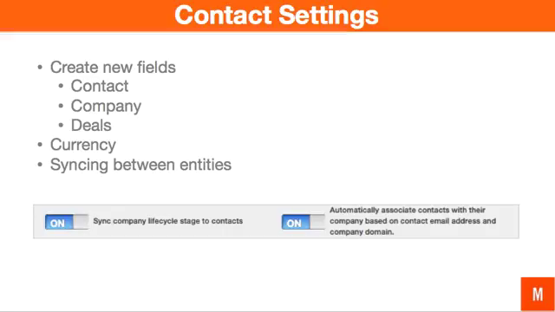Then we move on to contact settings. So also go to contacts. The last option there is contact settings. Essentially over here you can create new fields. You can set your currency, and you also set up how things sync between contacts and companies, for example. So if a company becomes a sales qualified lead, should all the contacts linked to that company become a sales qualified lead? And also, if somebody creates a contact, should we go and create a company automatically for that? It's really important to decide how you want that to work.